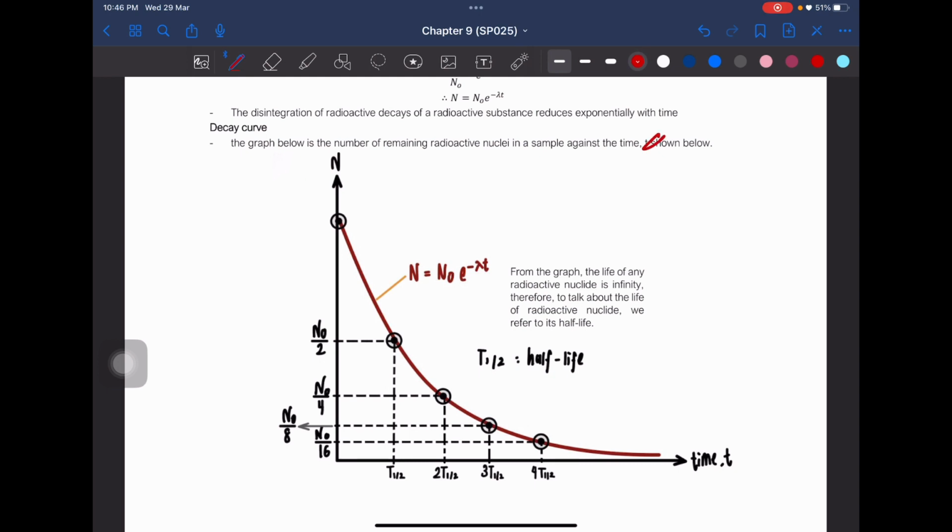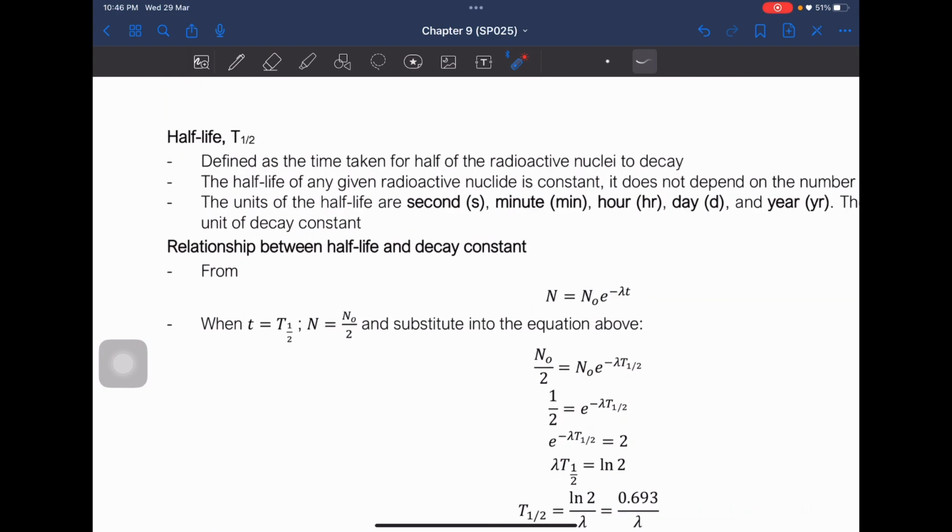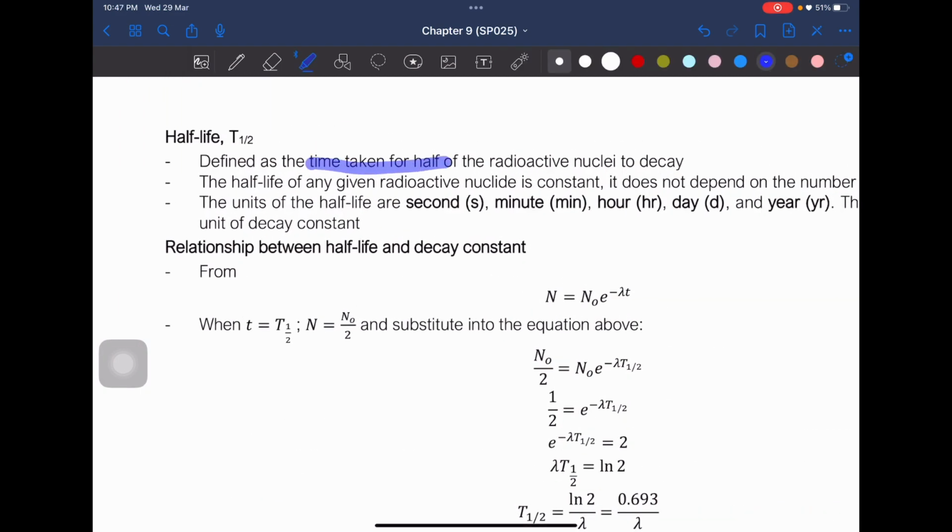Okay, so from the graph, we know that the life of any radioactive nuclide is at infinity. Okay, so to talk about the life of radioactive nuclide, we are gonna refer to its half-life. Okay, so kita akan belajar half-life lah. So half-life ni apa pula? Half-life ni defined as the time taken for half of the radioactive nuclei to decay.